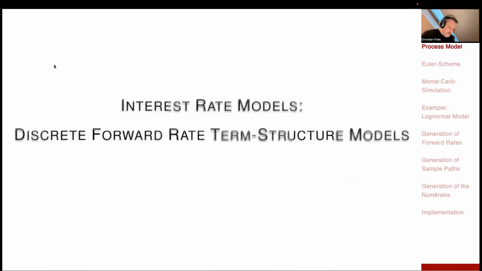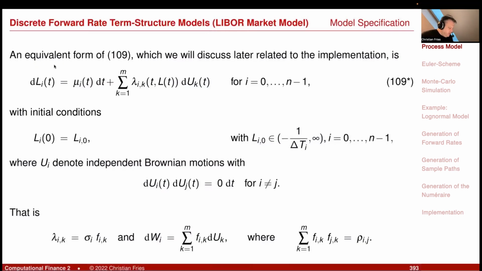We are still in our section on interest rate models, the discrete forward rate term structure model. So our big model that models a discretized interest rate curve, so not a continuum, but a discretized interest rate curve. We saw in the last session that it's maybe an advantage to consider this version of the model where we write the instantaneous covariance structure of the individual forward rates.